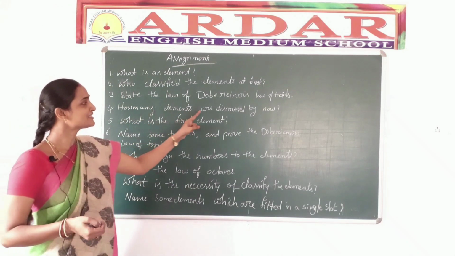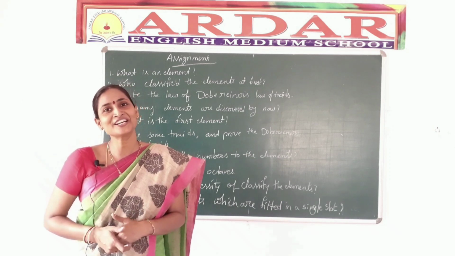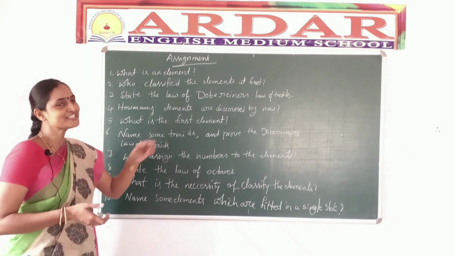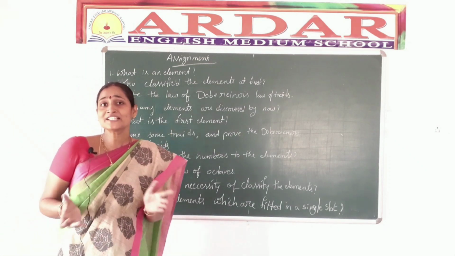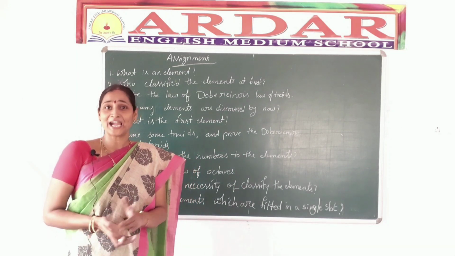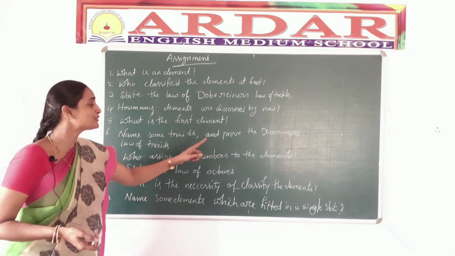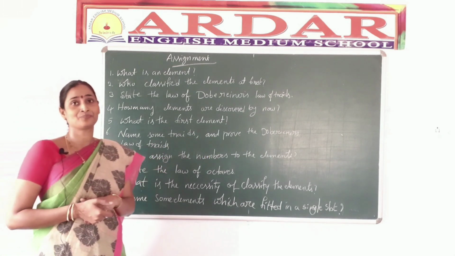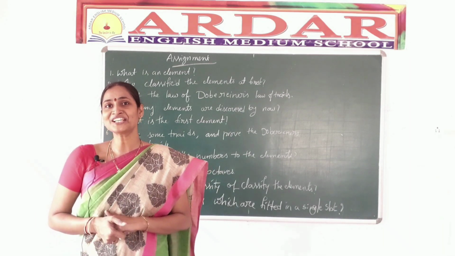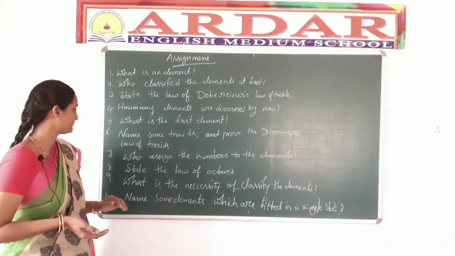Now, how many elements are discovered by now? By now more than 115 elements have been discovered. What is the first element? The first element is hydrogen, which has no neutrons. Name some triads and prove Dobereiner's law of triads. Lithium, sodium, potassium: these three belong to one triad, and we also proved the law.